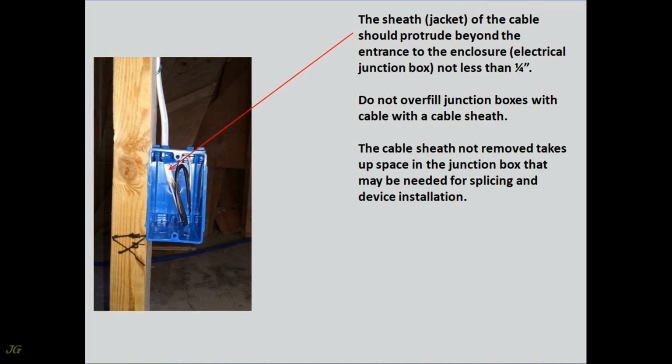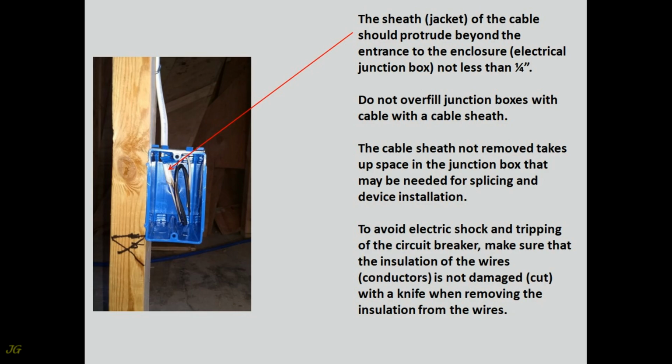The cable sheath not removed takes up space in the junction box that may be needed for splicing and device installation. To avoid electric shock and tripping of the circuit breaker, make sure that the insulation of the wires, conductors, is not damaged. Cut with a knife when removing the insulation from the wires.